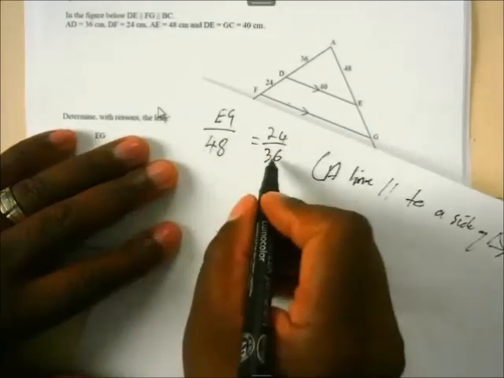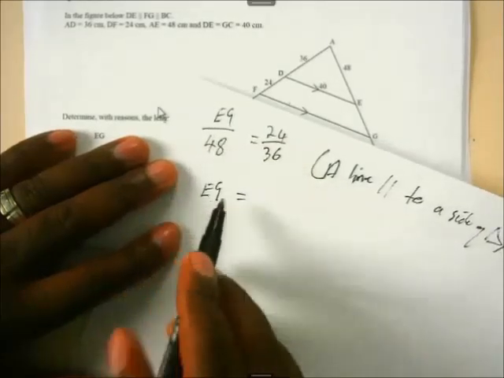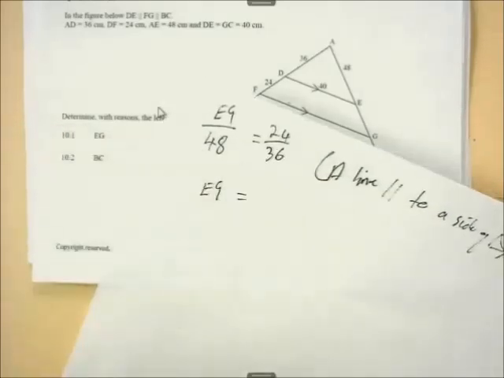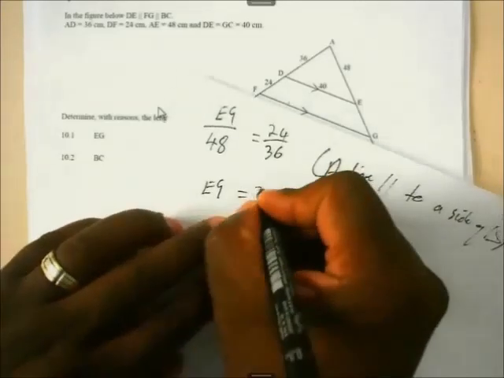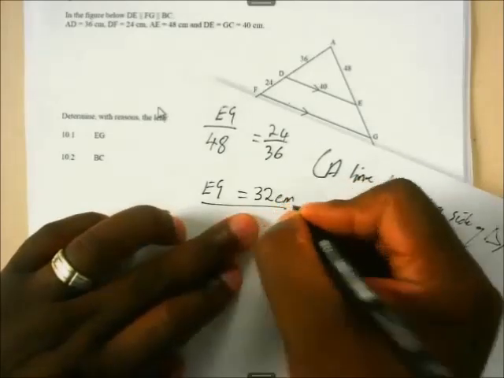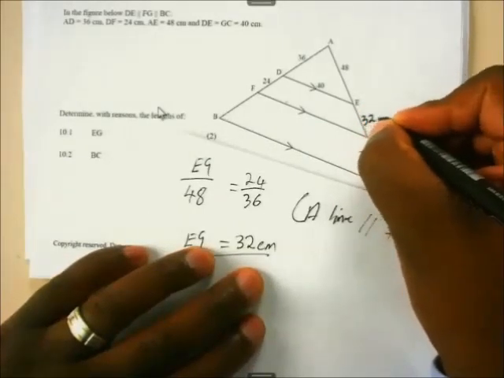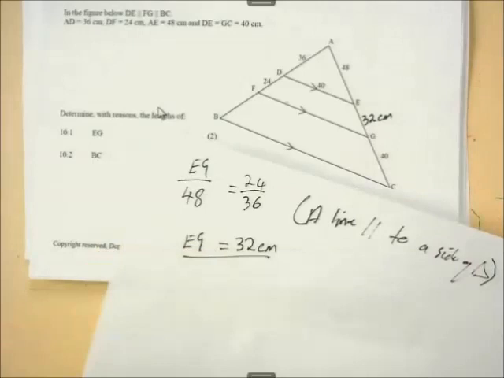Therefore, you multiply both sides by 48. EG will then be equal to 24 divided by 36, multiplied by 48. I think the answer you get is 32. So EG will be equal to 32 centimeters. Now this EG is equal to 32 centimeters. It is very important to always indicate the given information on the diagram.